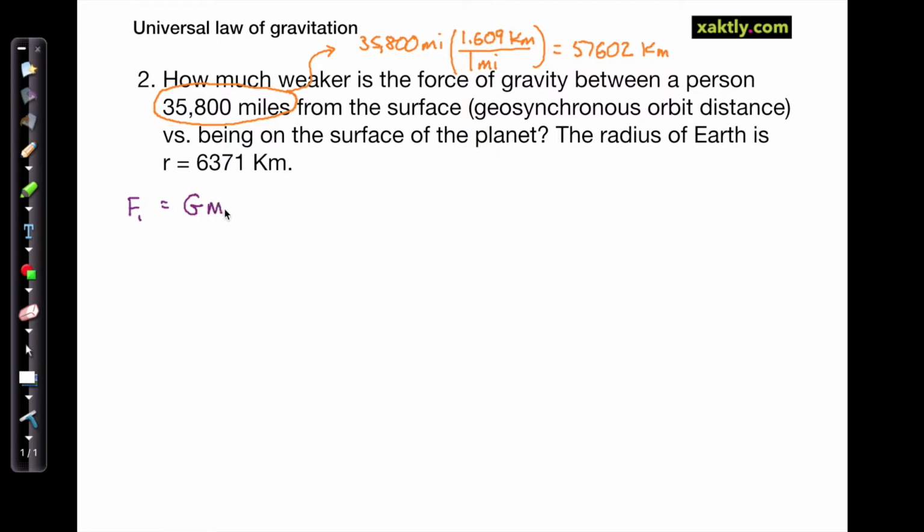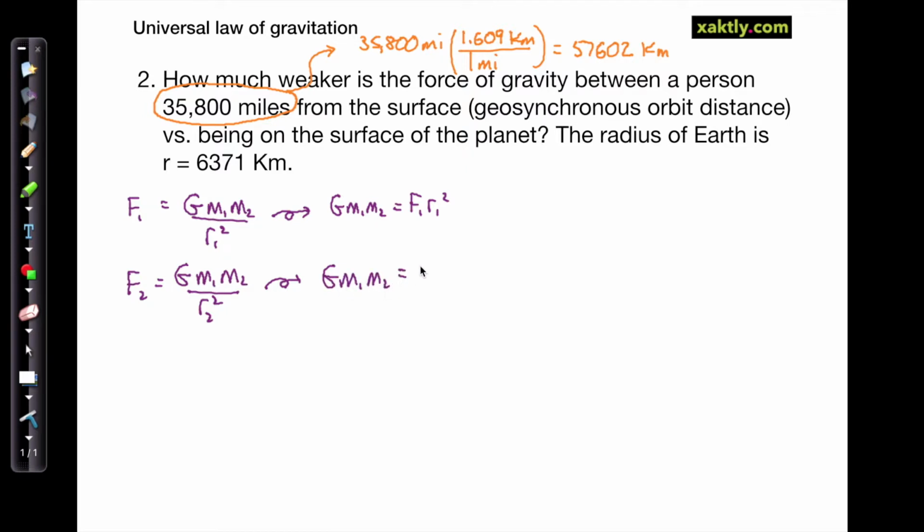Now we're going to break this problem down into two pieces and then link them. The first force is the force felt by the person on the surface of the planet, and we'll just call the mass of Earth mass 1, the mass of the object or the person mass 2, and the distance there will be r1 squared, and then the distance at geosynchronous orbit will be r2 squared.